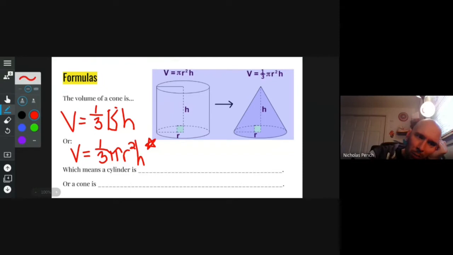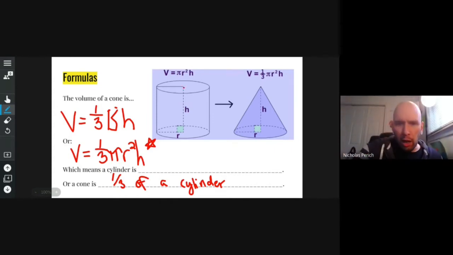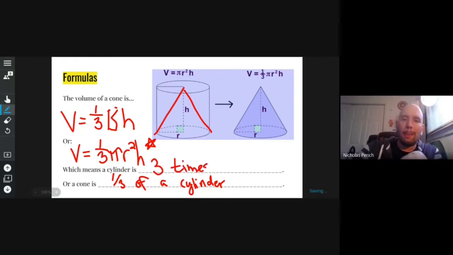So let me write that out down here because I have it out of order. A cone is 1/3 of a cylinder. That makes sense. Because if I were to use my karate chopping hands, right, and go, hey-ya, and cut off 1/3 of it, and go, hey-ya, and cut off another 1/3 of it, if I cut off 2/3, I'm left with 1/3. So if the cone is 1/3 of a cylinder, then that means a cylinder is 3 times the cone.